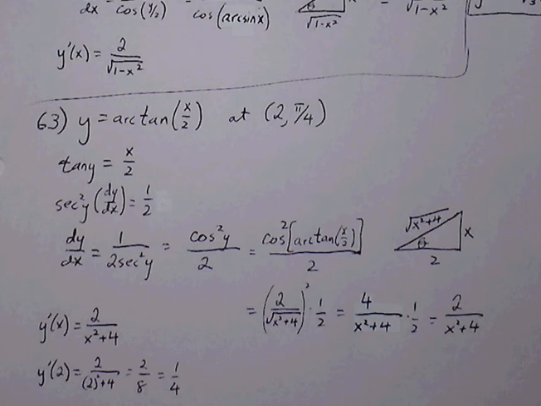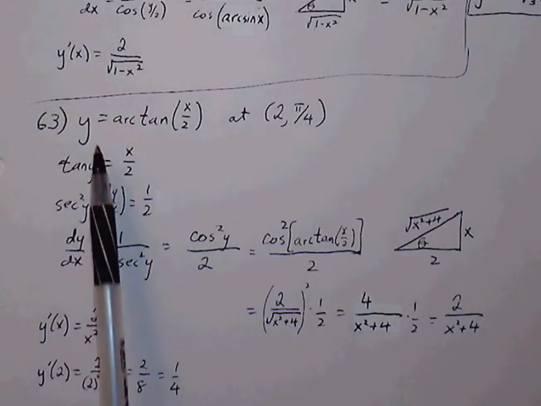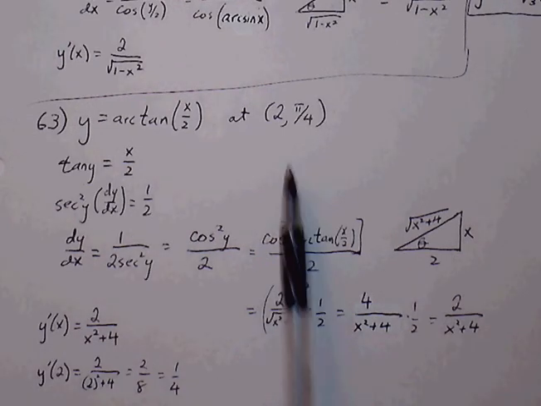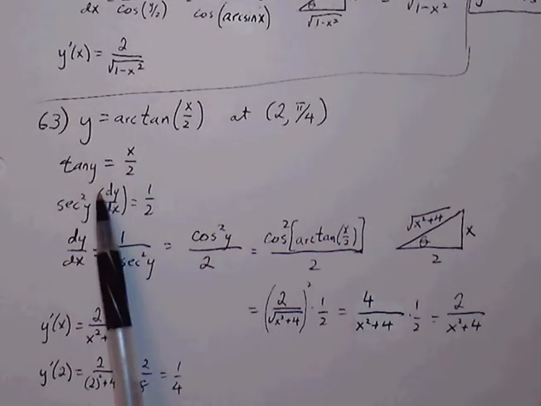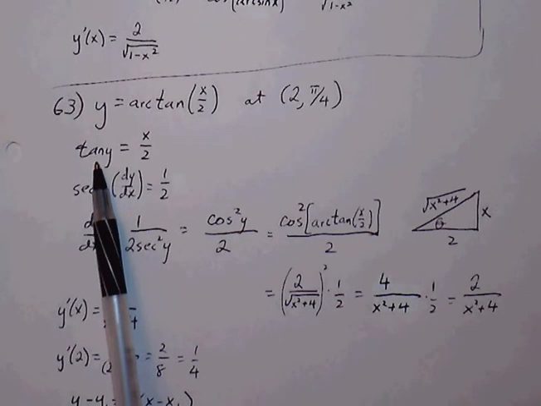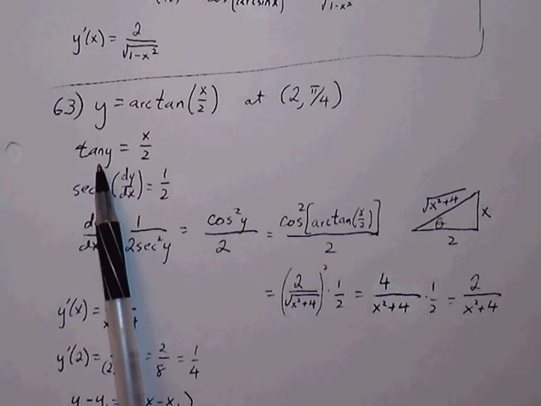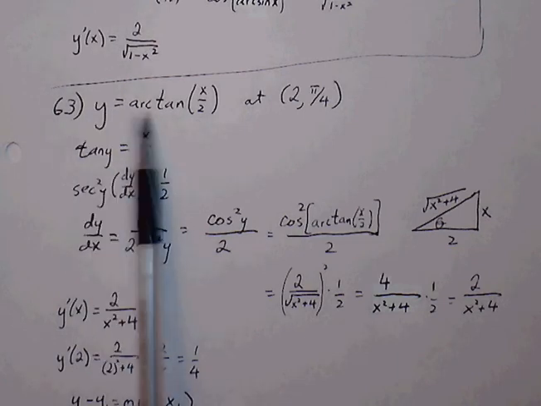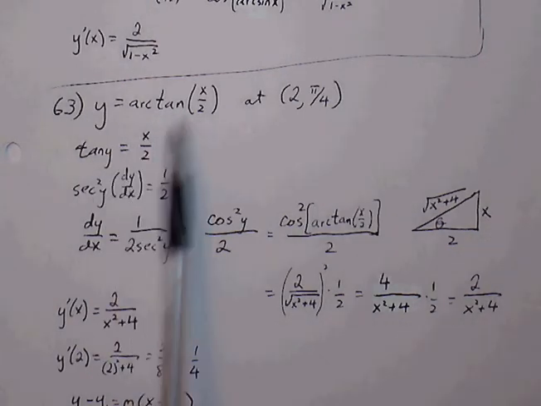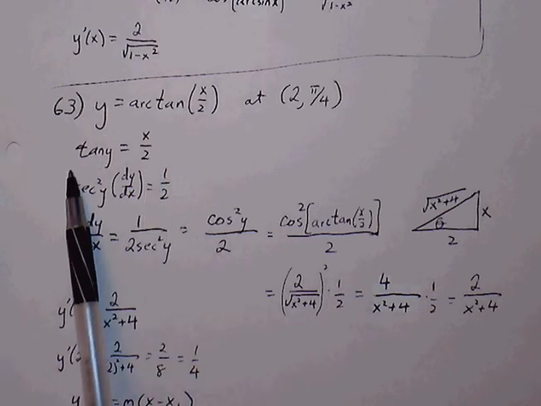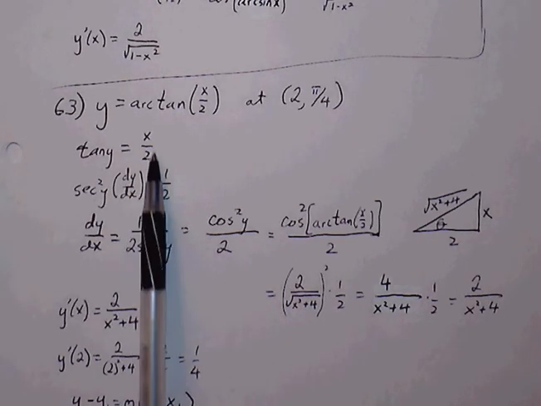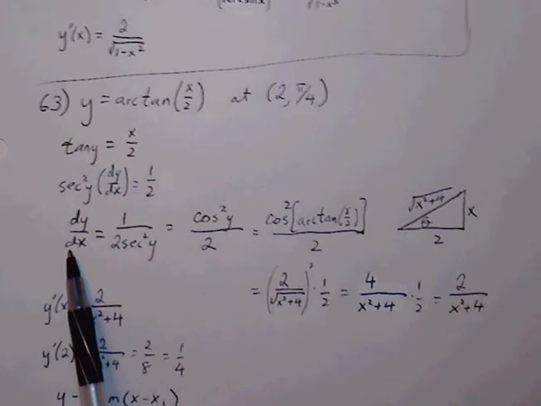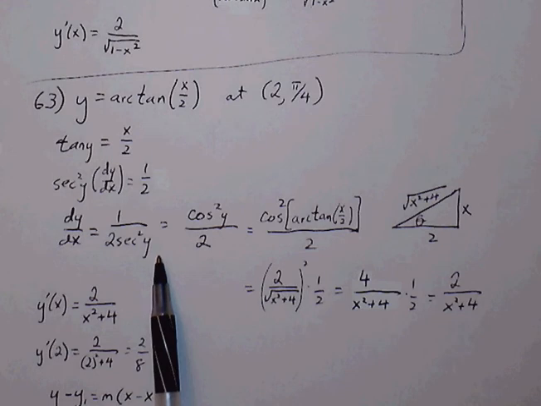Okay, 63. Again, we want to find the equation of the tangent line to our function, arctangent of x over 2, at (2, pi over 4). First off, we want to find the derivative, and then from there, find the slope. Take the tangent of both sides, so we're left with tangent of y is equal to x over 2. Derivative of tangent of y is secant squared y dy dx. x over 2 becomes 1/2. To solve for dy dx, we divide both sides by secant squared of y.